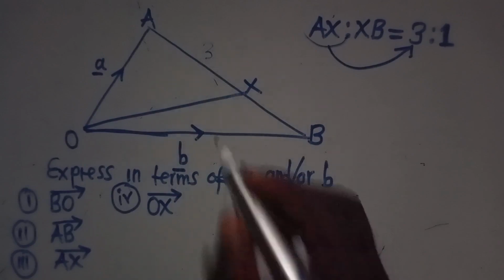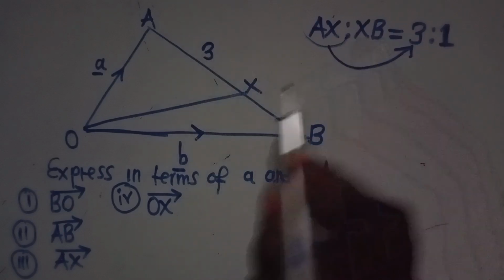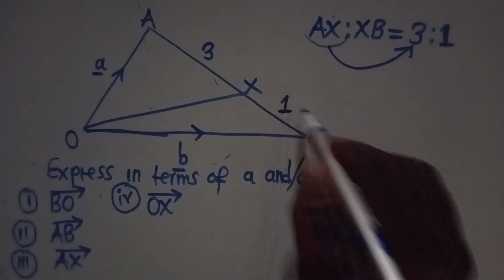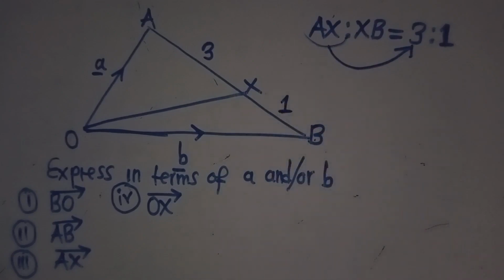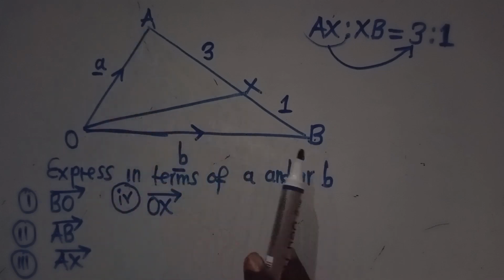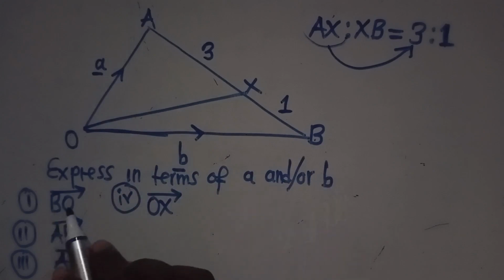So this is the meaning. You put a 3 there. Then you are given XB. XB is 1. You are given a 1 there. So now, this line AB is 4. Have you seen? This is how it is. The first question, they are telling you to find BO.